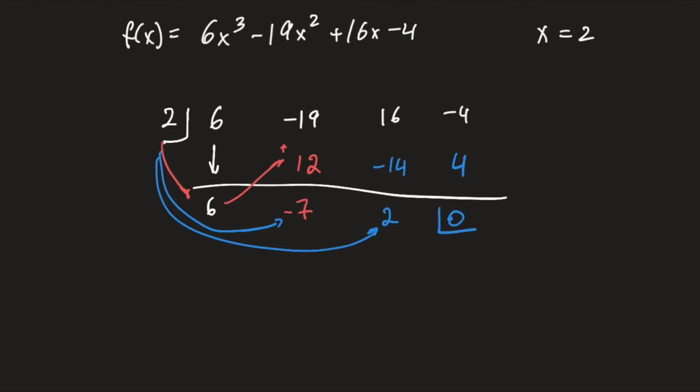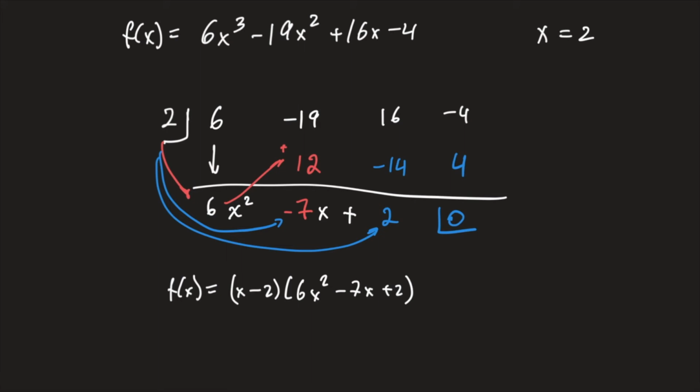Now because this is going to give me a depressed polynomial, it means that it's going to be 1 degree less than what I started with. So if I started with x cubed, I now am going to start with x squared, 6x squared minus 7x. Since there's no sign in between 7 and a 2, let's assume that it's a positive, plus 2. Which means I can rewrite this polynomial, f of x, as x minus 2 times 6x squared minus 7x plus 2, which is exactly the same thing I got from long division.